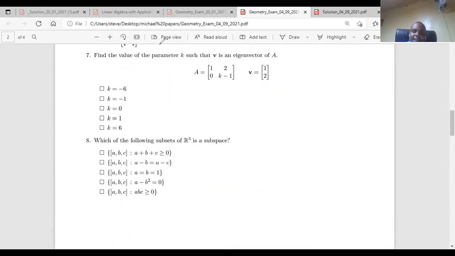Find the value of the parameter k such that v is an eigenvector of A. Didn't we do this? They repeated it. This is telling you that in your exam, most probably they are going to repeat some of the questions. So first we need to find the eigenvalues. The eigenvalues are 1 and k minus 1.